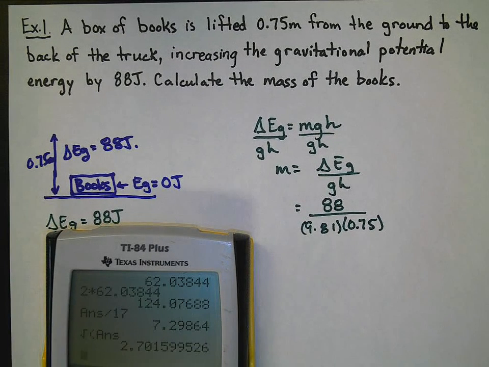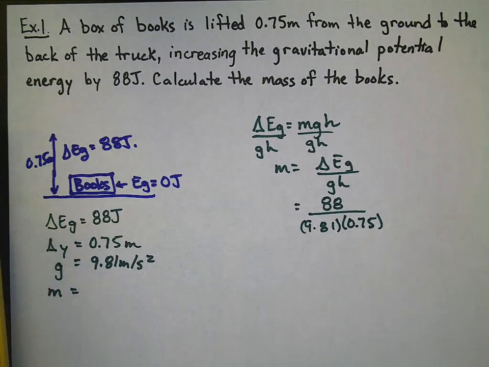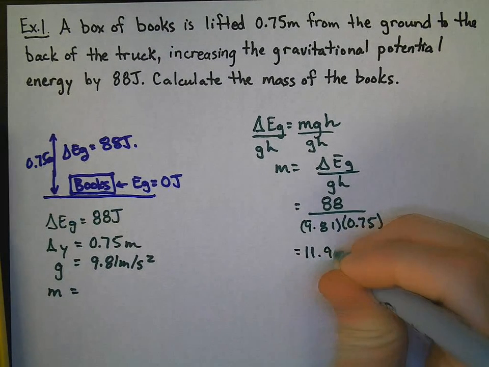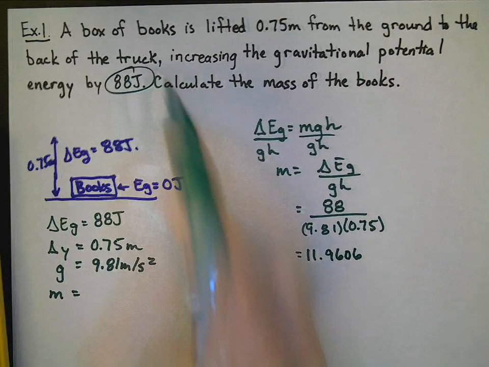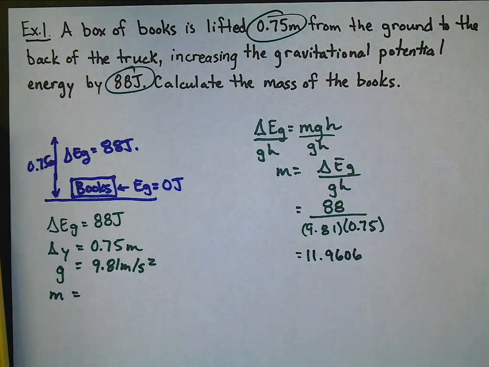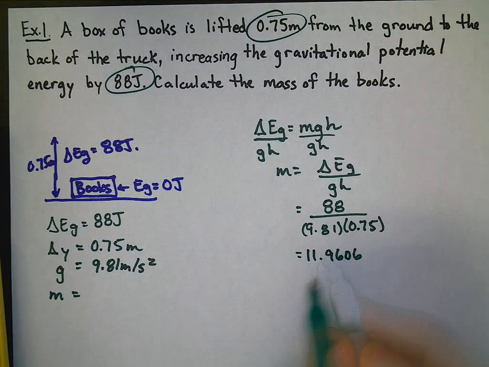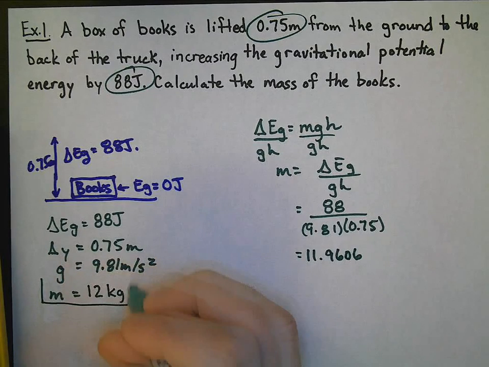Got my calculator. 88 divided by 9.81 times 0.75. Let us see what we get. 11.9606 in this case. Now, how many significant digits? 88 joules has 2 significant digits. 0.75 also has 2 significant digits. 11.9 rounds to 12 kilograms for the mass of this box of books.